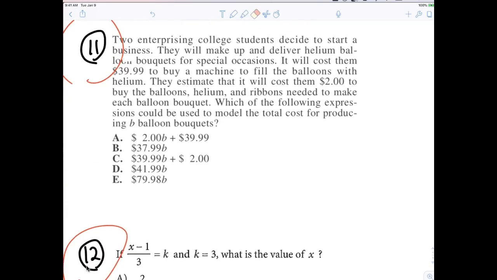Two enterprising college students decide to start a business. They will make up and deliver helium balloon bouquets for special occasions. It will cost them $39.99 to buy a machine to fill the balloons with helium. They estimate that it will cost them $2 to buy the balloons, helium, and ribbons needed to make each balloon bouquet. Which of the following expressions could be used to model the total cost for the balloon bouquets?